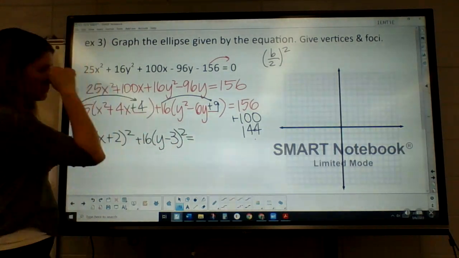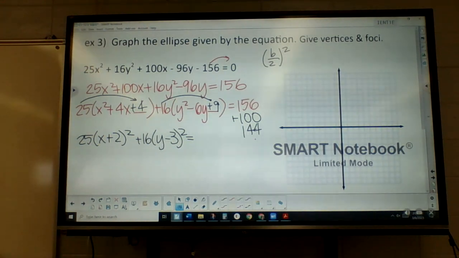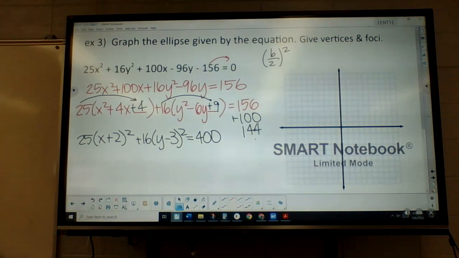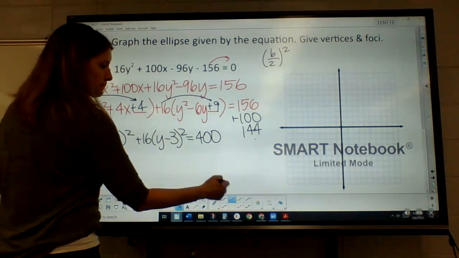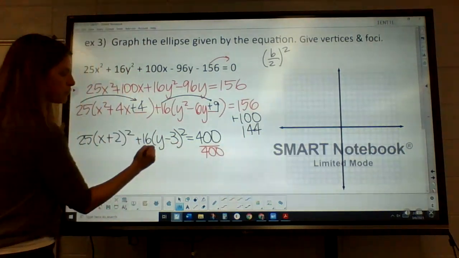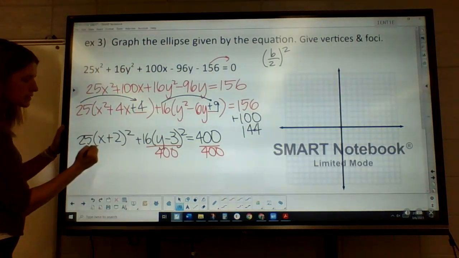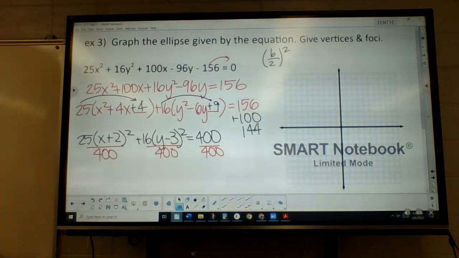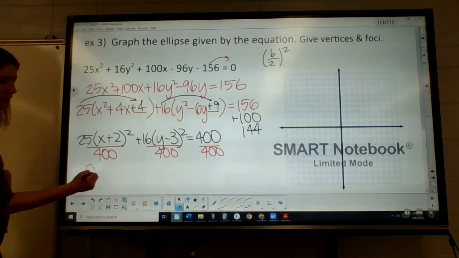Hopefully the factoring piece of this is coming along. This ends up being 400 over here. Initially that sounds really huge and scary, but it's really not bad, because we have these larger numbers over here we have to worry about dividing by. So we're dividing by 400 to all these parts. Have you caught on with this yet? The 25 over 400 is a big pain to simplify, so I just divide 400 by 25.